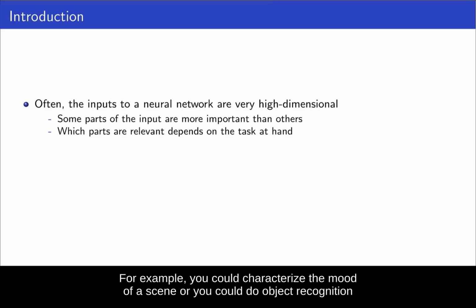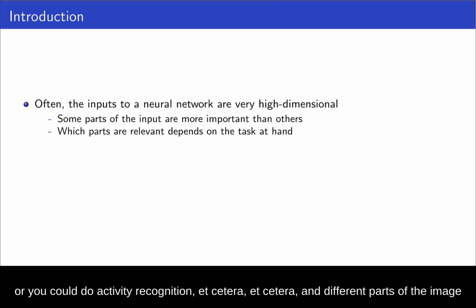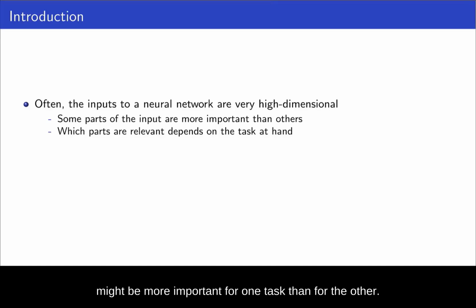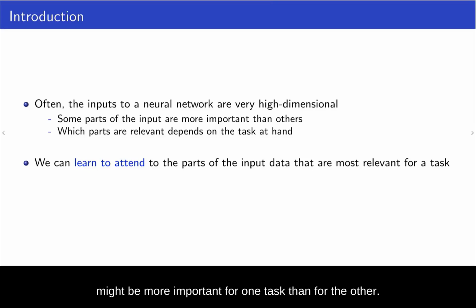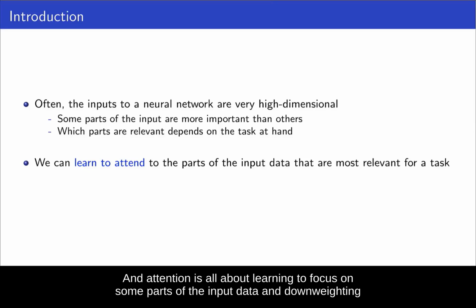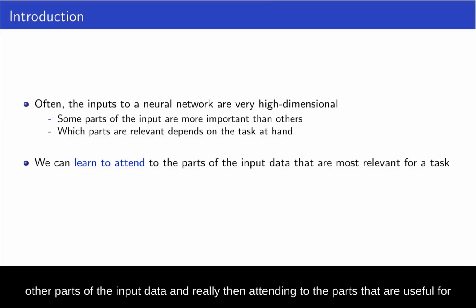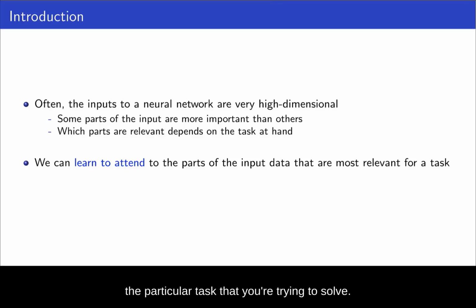For example, you could characterize the mood of a scene, or you could do object recognition, or you could do activity recognition, etc. And different parts of the image might be more important for one task than for the other. And attention is all about learning to focus on some parts of the input data and downweighting other parts of the input data, and really then attending to the parts that are useful for the particular task that you're trying to solve.